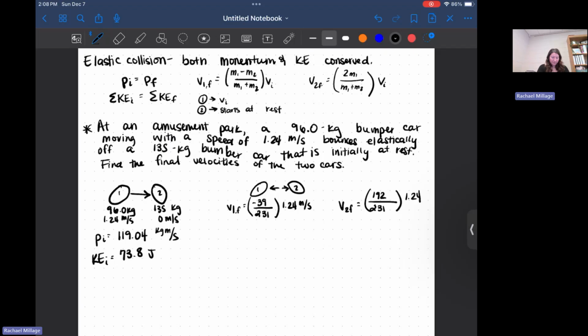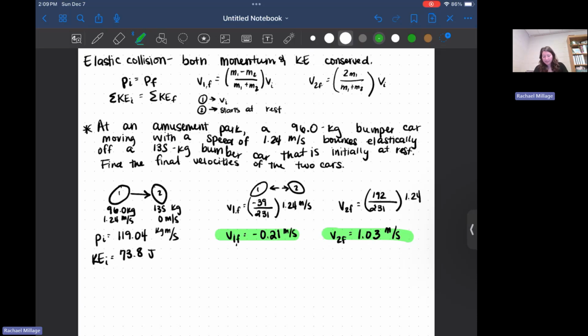So now I can do my math of -39 divided by 231 times 1.24. And I'm going to have a velocity 1 final of -0.21. And a velocity 2 final of 192 divided by 231 times 1.24, which is 1.03 meters per second. So these would be our final velocities of the two carts.